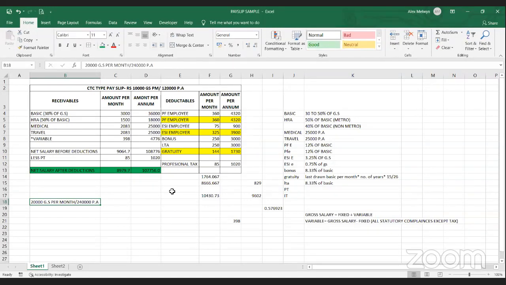Yes, sir. Sir, long leave travel concession. What is the criteria for exemption and what is the criteria for payment? What is the amount to be paid for a manager?